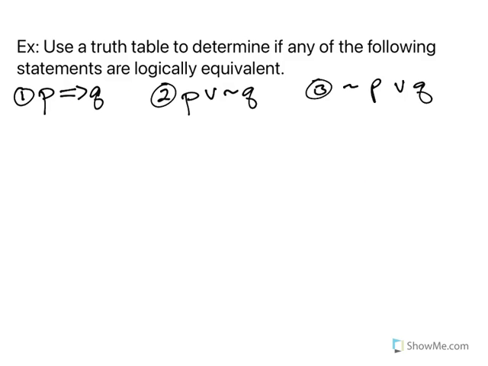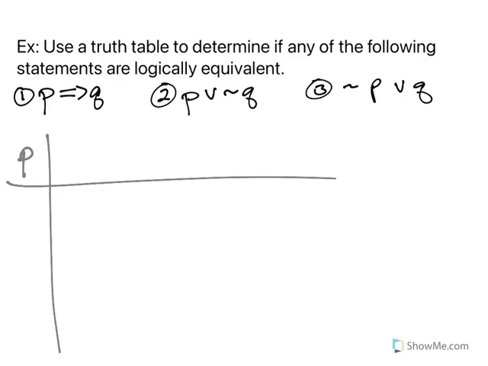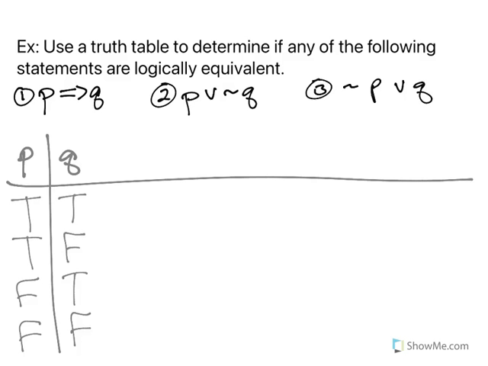Okay, so let's use a truth table to determine if any of the following statements are logically equivalent. All right, so we're going to compare these three statements to see if they have the same truth values. Now, you'll notice we just have P and Q. So because there's just two, we're just going to have 4 lines. True, true, false, false. The second one we cut in half and do true, false, to create 4 distinct sets of 2.